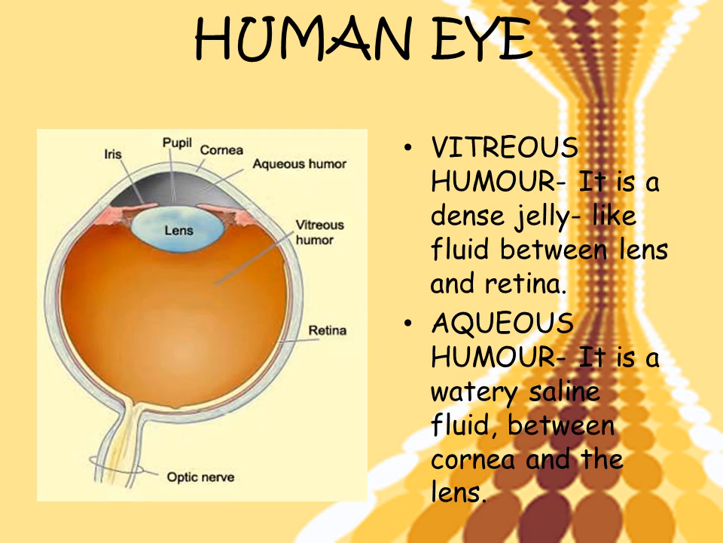Aqueous humor is a watery saline fluid filling the part of the eye between the cornea and the crystalline lens. Its function is to prevent front part of the eyeball from collapsing with the change in the atmospheric pressure and to keep the cornea moist.